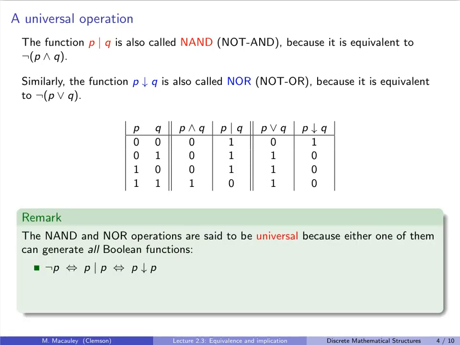The NAND and NOR operations are said to be universal because, as I said earlier, either one of them can generate all Boolean functions. To verify this, all we have to do is check that both of them can individually generate the NOT operation and the AND function as well, because we know that those two things, AND and NOT, can generate everything. So let's check this.